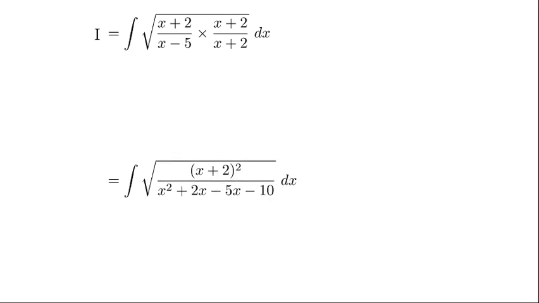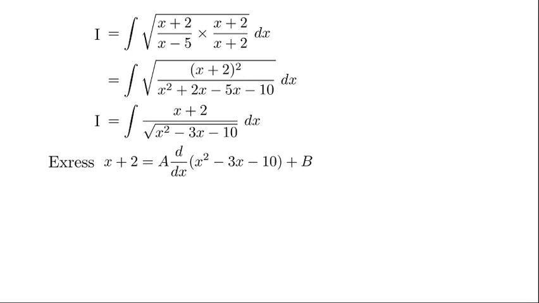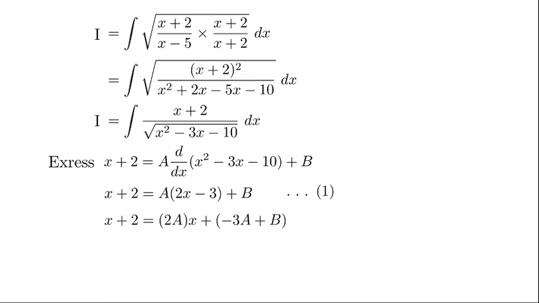So with this what we achieve is the numerator becomes (x plus 2) whole square, a perfect square, and now the square root will vanish, and simultaneously within the denominator I have multiplied the terms, so that it reduces to I equal to (x plus 2) upon root of x square minus 3x minus 10. So now I put x plus 2 equal to a into d by dx of (x square minus 3x minus 10) plus b. So x plus 2 equal to a times the derivative of x square minus 3x minus 10, which is 2x minus 3. Now open the bracket. So that gives you 2ax minus 3a plus b.